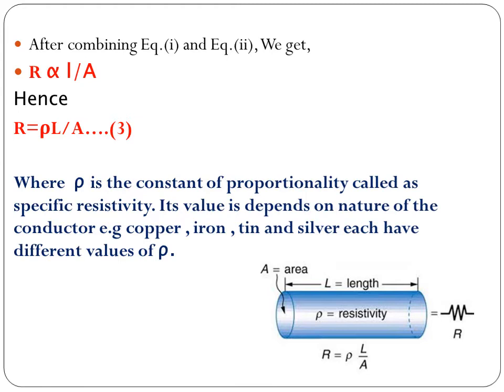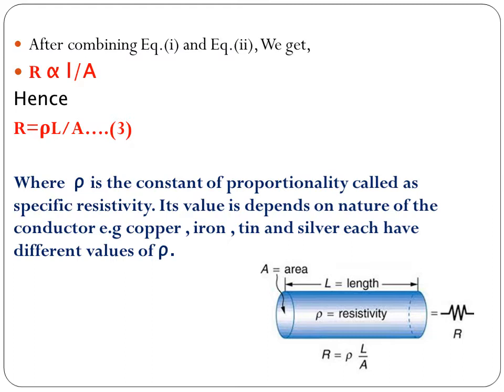Now after combining equation 1 and equation 2, we get the final equation R = ρL/A. Here R is the resistance of the wire, ρ is the resistivity of the material, L is the length of the conductor, and A is the area of cross section of that conductor.